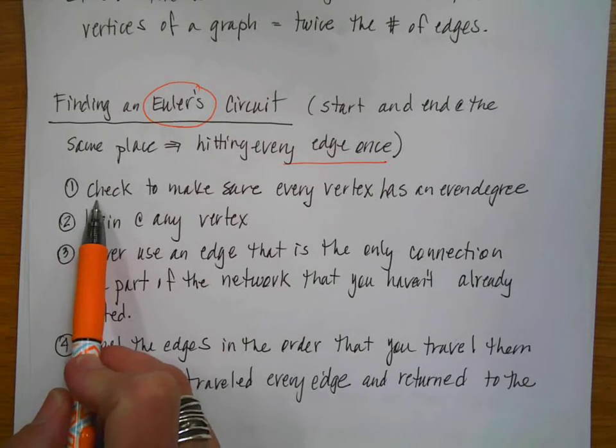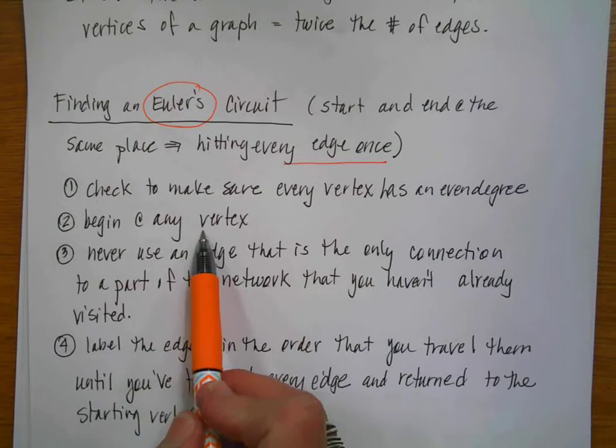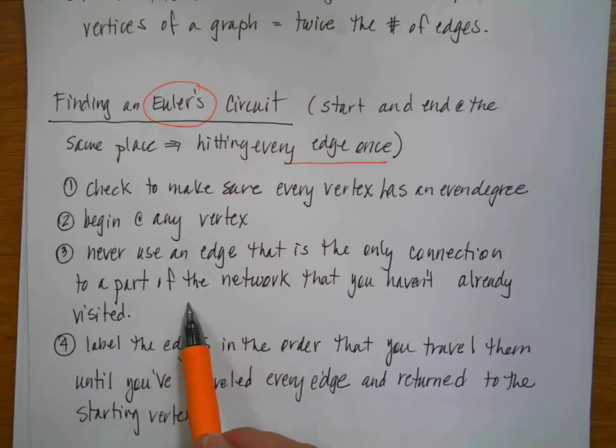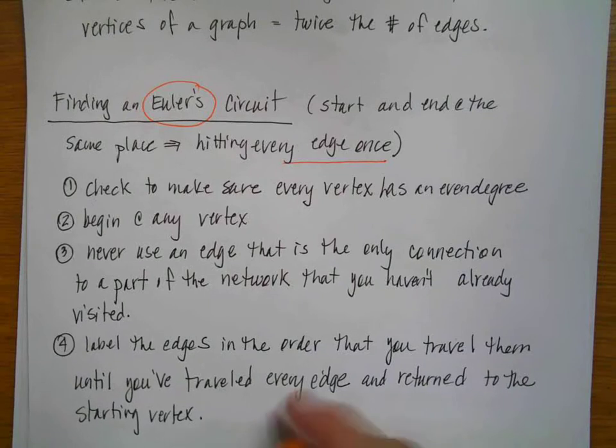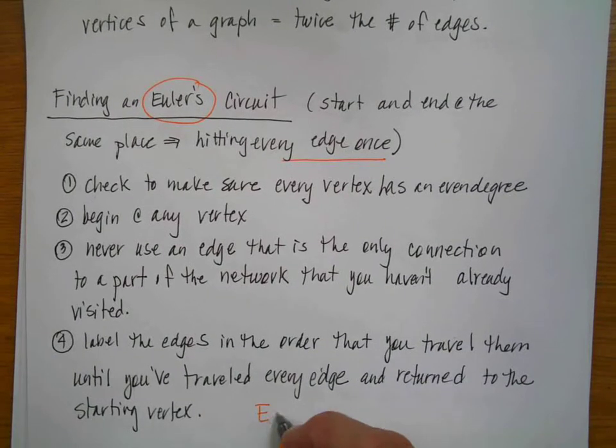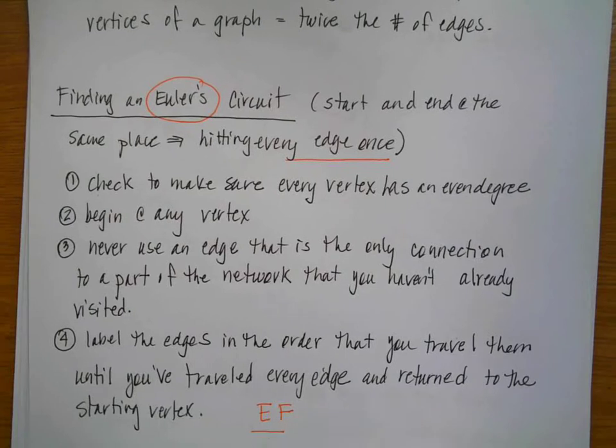First thing, just like we talked about, is make sure every vertex has an even degree. And then I can begin at any vertex, and I can never use an edge that is the only connection to a part of the network that I haven't visited. Sometimes when we're doing these, it's going to take multiple attempts to find your circuit, so you may want to recreate the drawing somewhere so that you can practice. But this says, don't go over a bridge of no return, okay? And then number 4 is label the edges in the order that you travel them. That's what I was doing when I wrote down we started at E and then maybe we went to F.